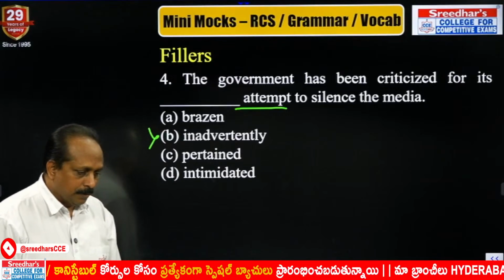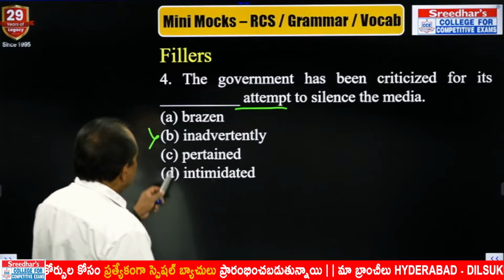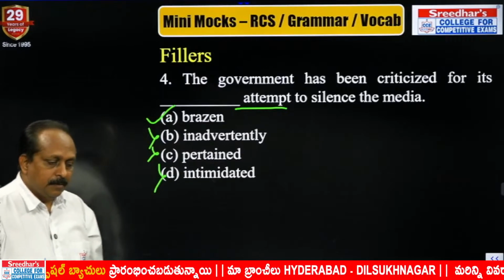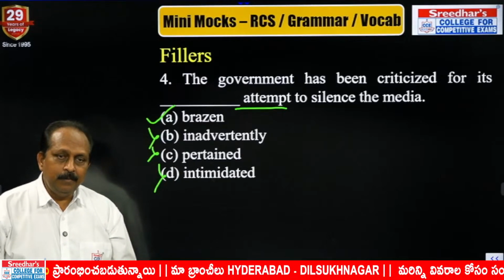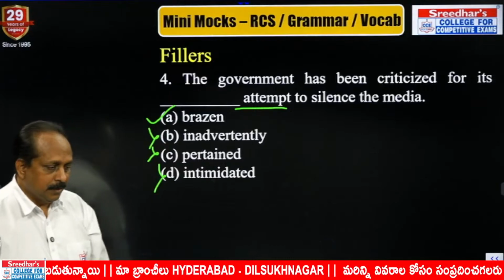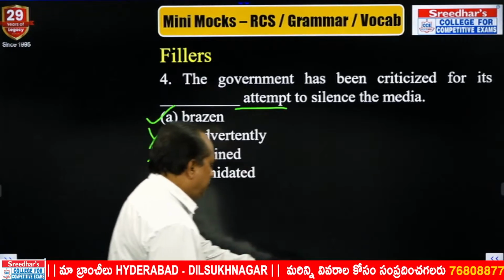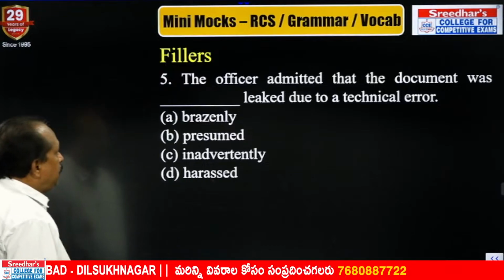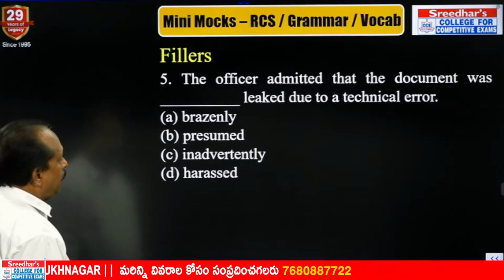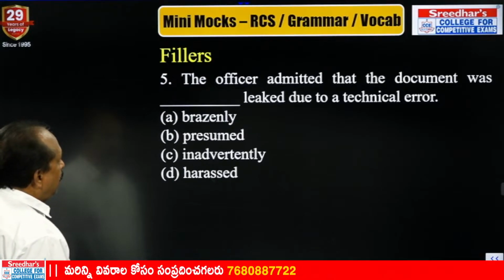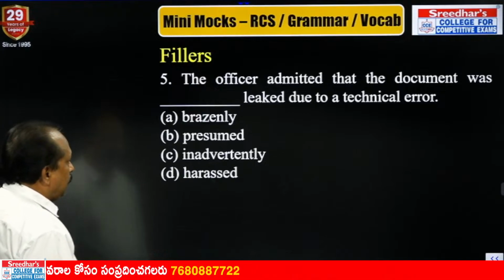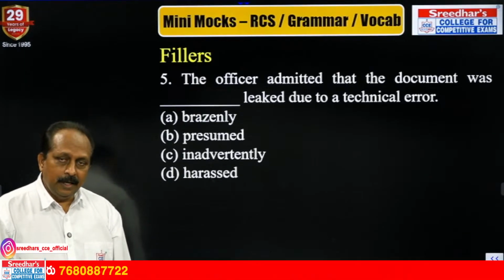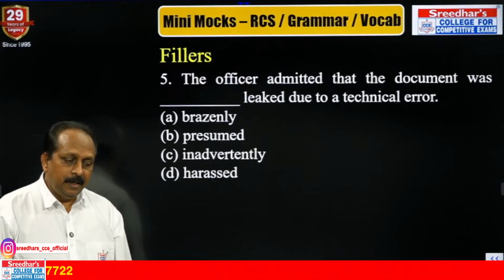Question number 4. Yes, it is A. Naidu, first one to respond. Brazen attempt. Brazen means what? Shameless. Brazen attempt. Deliberate, intentional, shameless. One more question based on pillars. The officer admitted that the document was leaked due to a technical error. How was it leaked? Intentionally, deliberately, advertently, inadvertently.